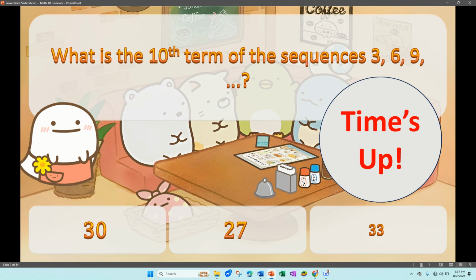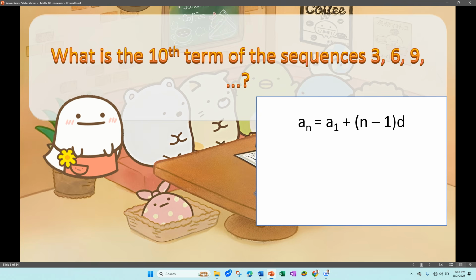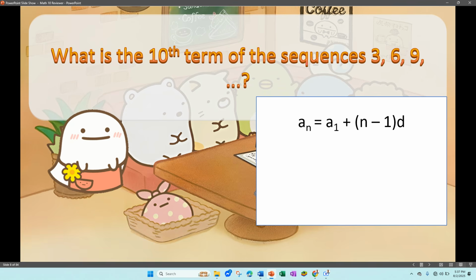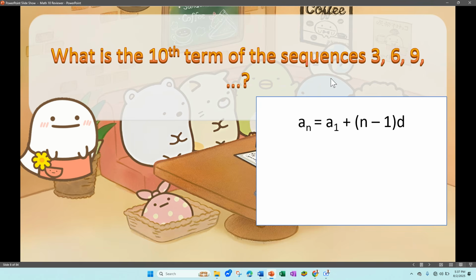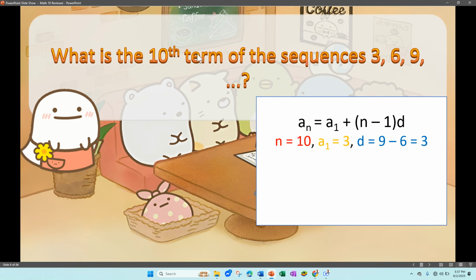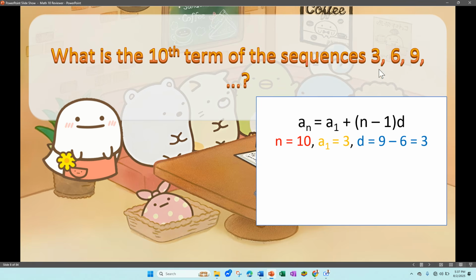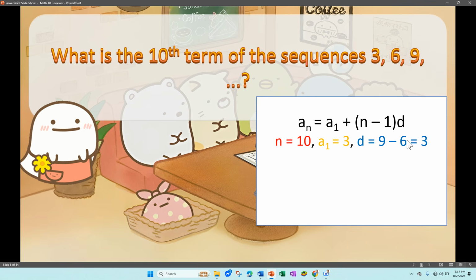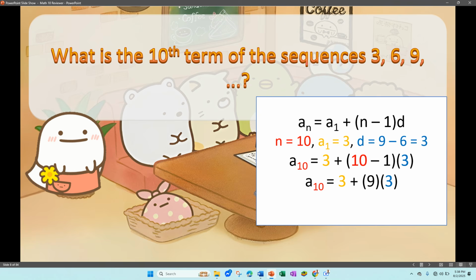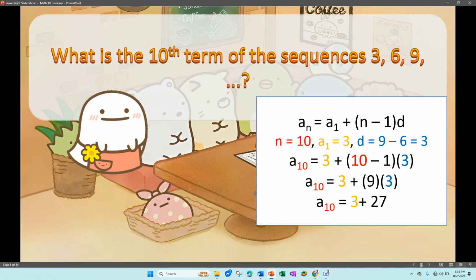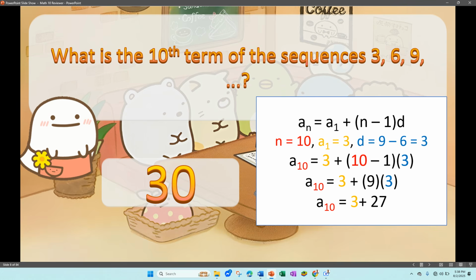Okay, time is up. So, kanina nakuha natin na yung formula ng arithmetic sequence is ito. So, para magamit yung formula natin, alamin natin kung ano nga ba yung n, what is our a sub 1, what is our d. So, based on the problem, our n is 10, since hahanapin natin yung 10th term, and our a sub 1 is the first term, that is 3, and the common difference is 9 minus 6, 6 minus 3, or that is 3. Then, substitution tayo, do the parentheses, then multiplication. 3 plus 27 is 30. This is the 10th term of the sequence.